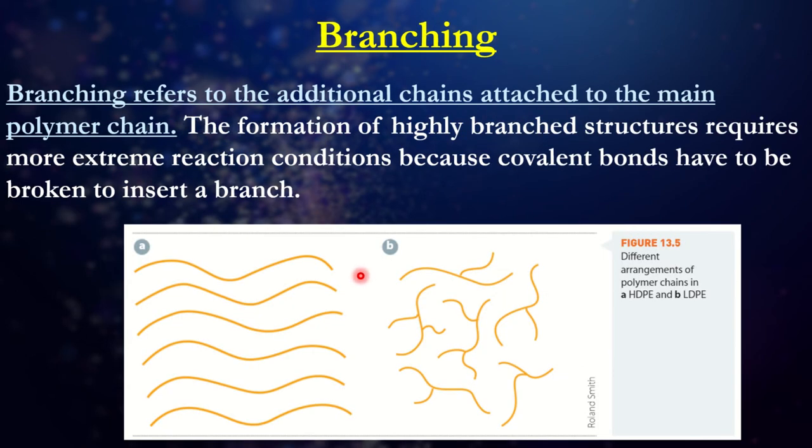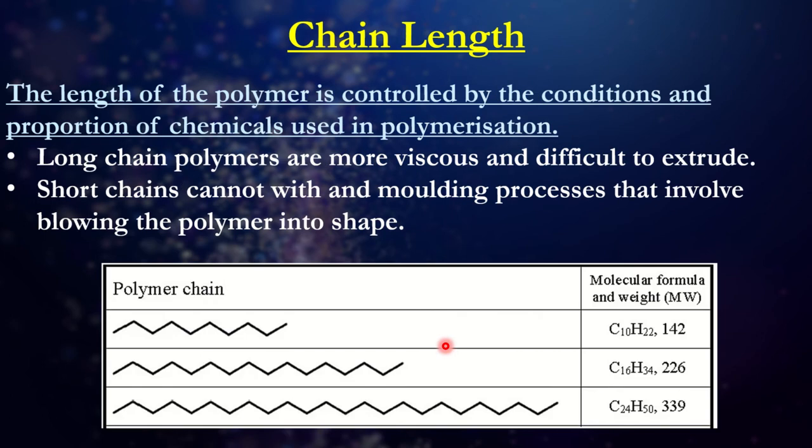Branching, as we saw with the high density and low density polyethylene, just refers to how many additional chains are added to the main chain. So if we have a highly branched structure, something like low density polyethylene, there need to be more extreme reactions to cause these bonds to occur. But remember, because you have more branching, it also means the molecule is less dense, which also gives it a little bit more flexibility because there are weaker dispersion forces.